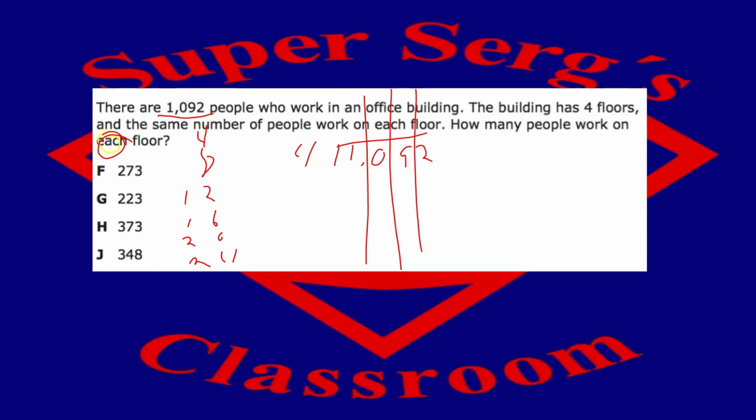Let's divide. Can 4 go into 1? No. Can 4 go into 10? Yes. How many times? 1, 2. 10 is between 8 and 12, but you can't go over, so 2 times. So 4 times 2 is 8. 0 minus 8, you can't do that. We got to borrow. So 10 minus 8 is 2. Now we have to bring down the 9, right? Now we have 29.